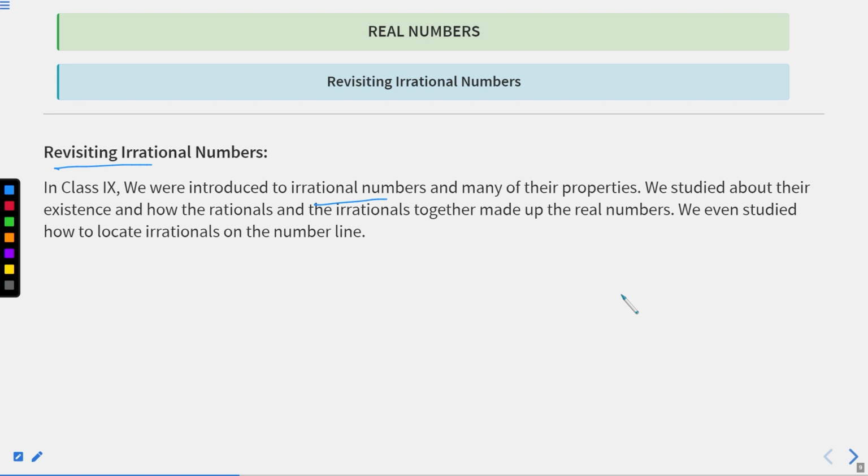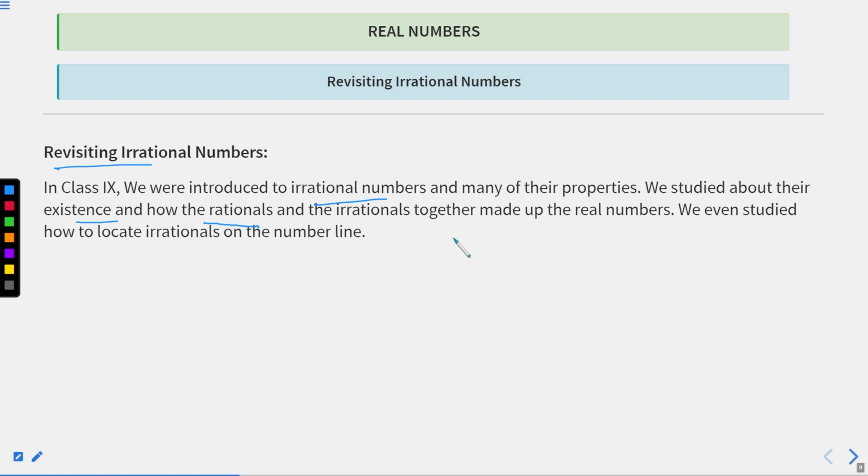Multiplication is also the same. So in class 9 we have already discussed them. We studied their existence and how the rationals and irrationals together make up the real numbers. Okay, and we even studied how to locate an irrational number on the number line.